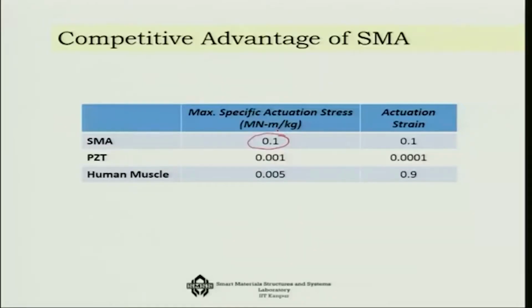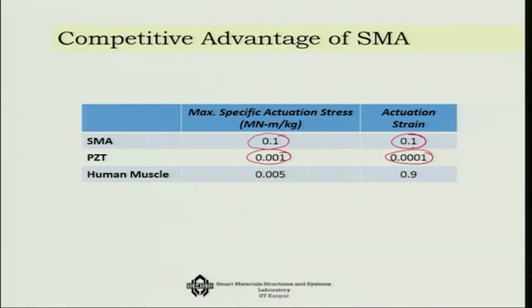Now let us see what is the competitive advantage of this shape memory alloy. If you look at the maximum specific actuation stress, SMA can give you something like 0.1 meganewton meter per kg, and the actuation strain is about 0.1. On the other hand, if you look at PZT, it is actually 1,000th of this capacity of the SMA, and actuation strain wise it is very low.